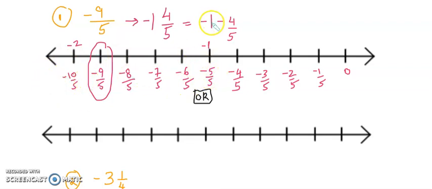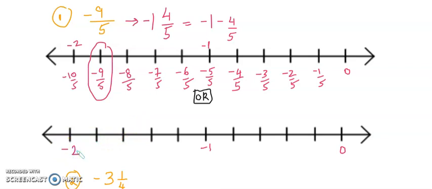Now if I want to mark this, so this is 0. The fifth part will be negative 1. Why the fifth part? Because the denominator is 5. So let's count 1, 2, 3, 4. The fifth part is negative 1. Then again 1, 2, 3, 4, and the fifth part is negative 2.